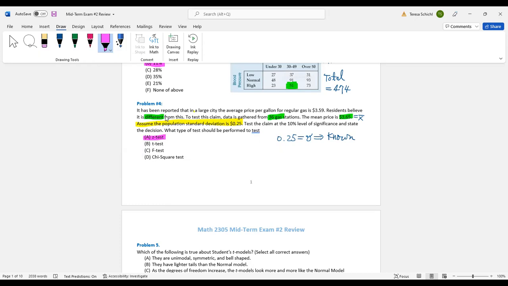Because we said the test is for the means, right? So basically we are testing for the mean. Your null hypothesis is mu equal to 3.59, then your alternative hypothesis is mu not equal to 3.59, right? So we have two tests. We can either use Z or T, right? We said Z is for when the population sigma is given or known. So this one is a Z test.